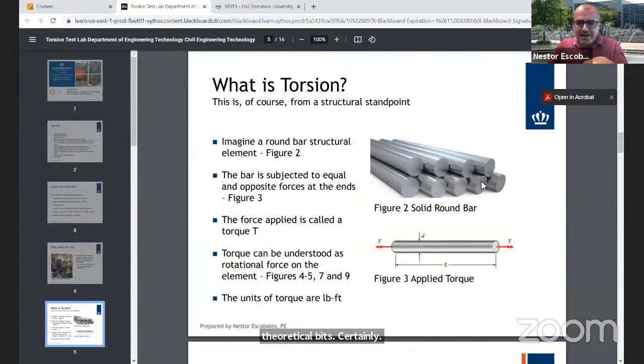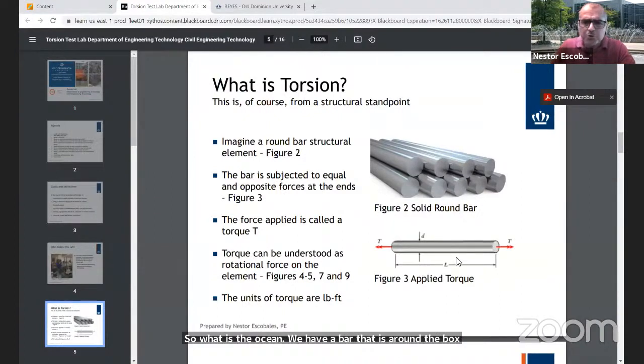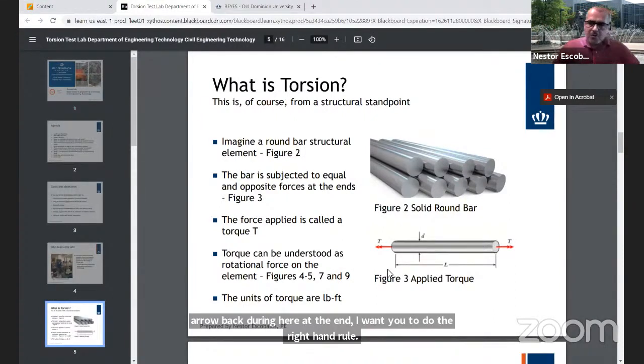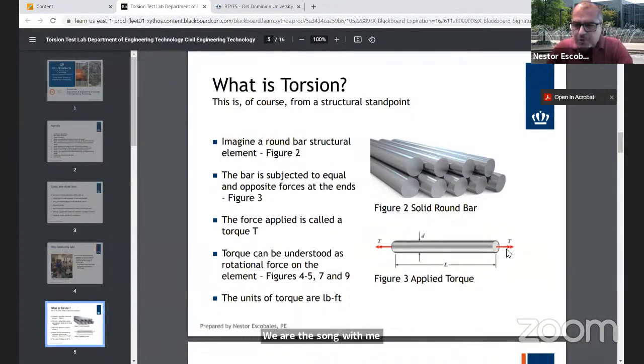So what is torsion? We have a bar that is round. The bar is subjected to a torque. You see this double arrow vector at the end? I want you to do the right-hand rule, where the thumb would be parallel to the vector. Double arrow vector is a twisting force. If this pen is the bar and I am applying torque, then I'm going to twist this bar.